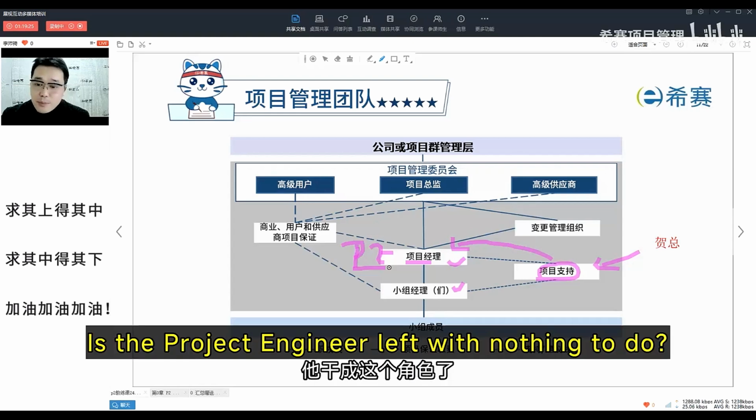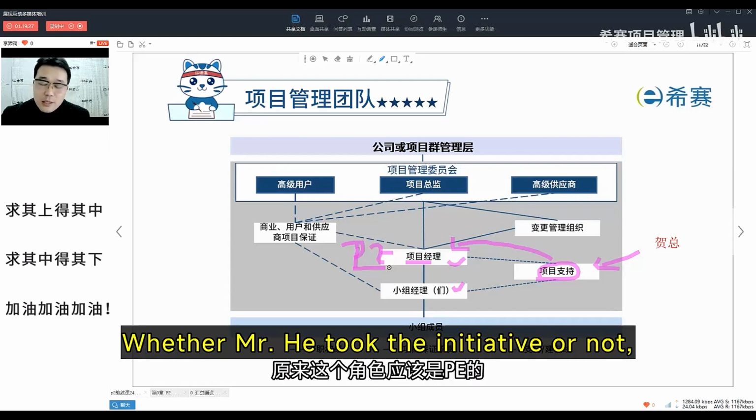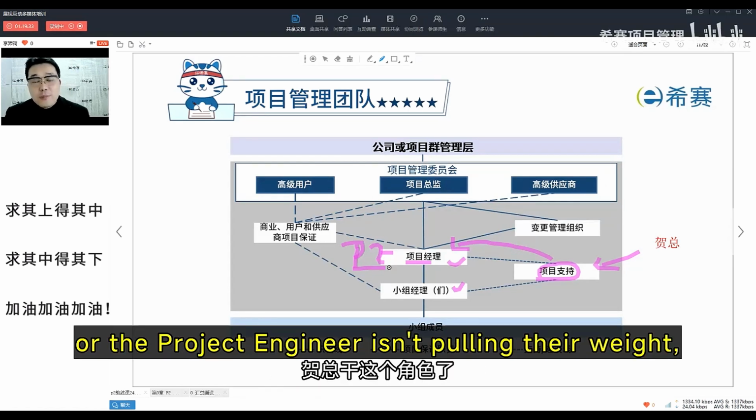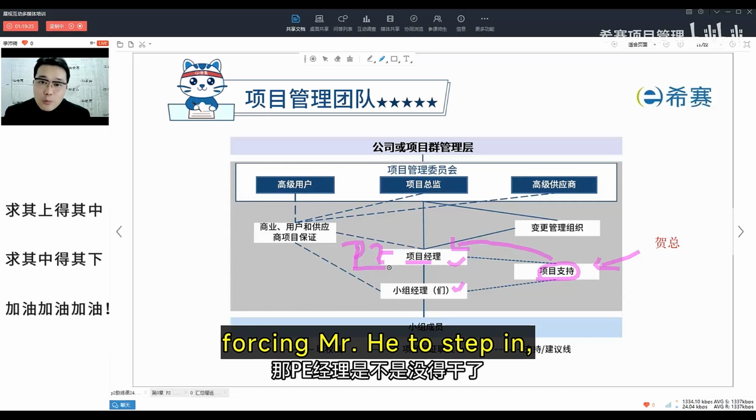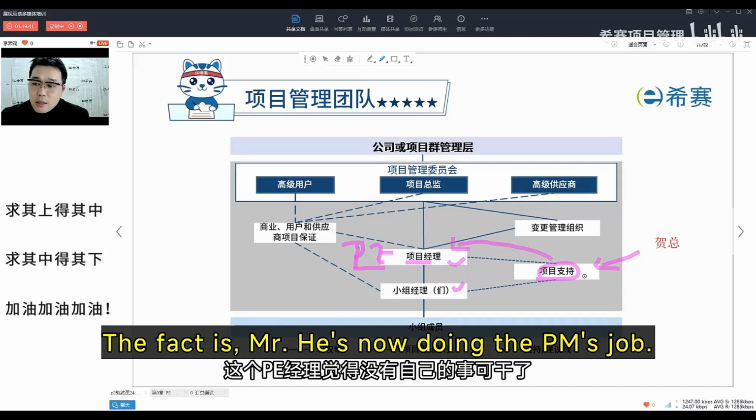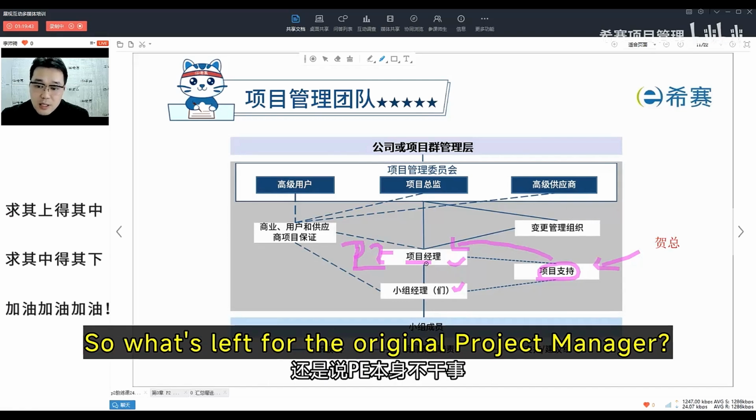Is the project engineer left with nothing to do? Whether Mr. He took the initiative or not, or the PE manager feels redundant, or the project engineer isn't pulling their weight, forcing Mr. He to step in. Let's not get into who did what first. The fact is, Mr. He's now doing the PM's job. So what's left for the original project manager?